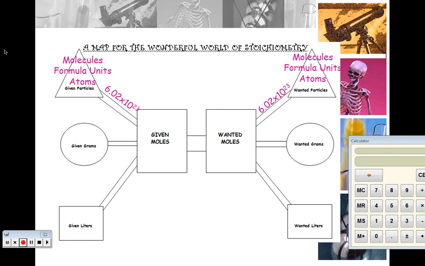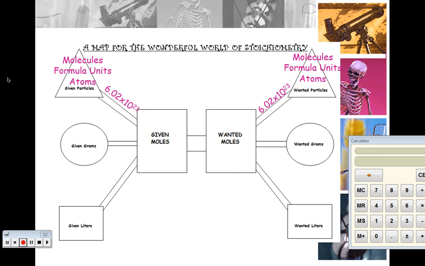In other words, if you have this certain 6.02 times 10 to 23 molecules or formula units or atoms, how many moles can you have? 1. This is always going to equal 1 mole. 6.02 times 10 to 23 of any of these will always equal 1 mole. And same thing on the other side. 1 mole of the wanted moles will always equal 6.02 times 10 to 23 molecules, formula units, or atoms.